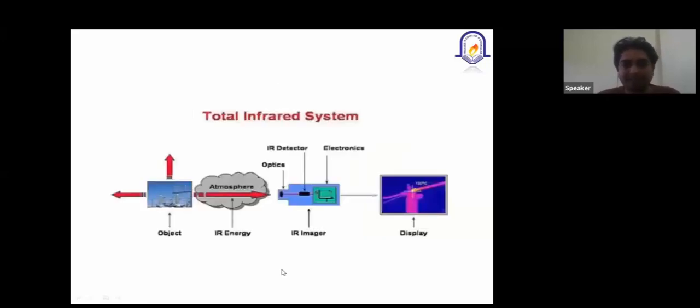Now the total infrared system. Now what is the thermal camera going to do? See, there is one object. The object is emitting IR energy or IR radiation through the atmosphere. Now this IR energy is going to be captured by the imager. This IR imager is nothing but a thermal camera, and after that, this is the output that we are getting. This output is called the thermogram.